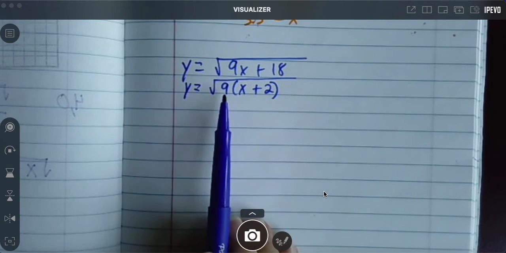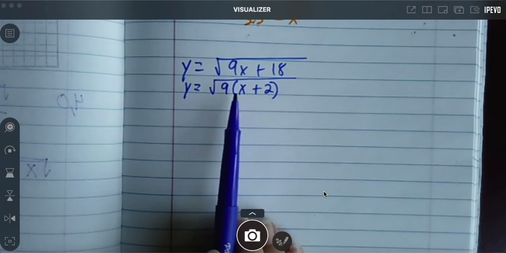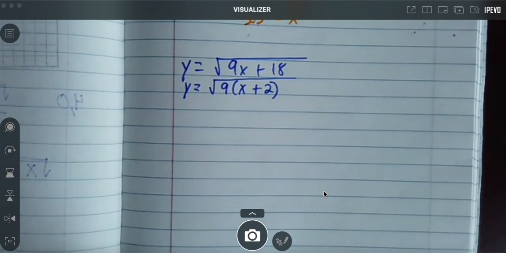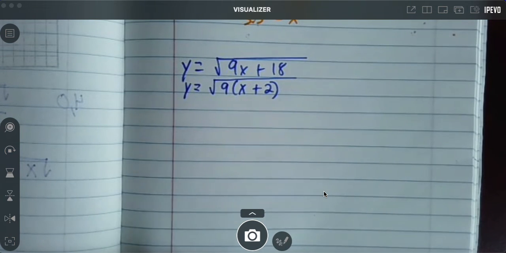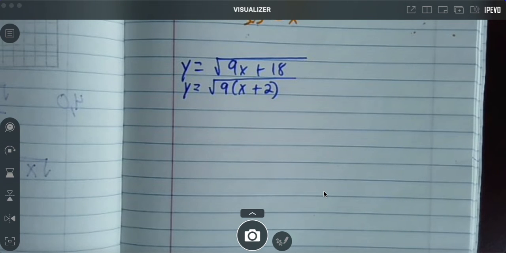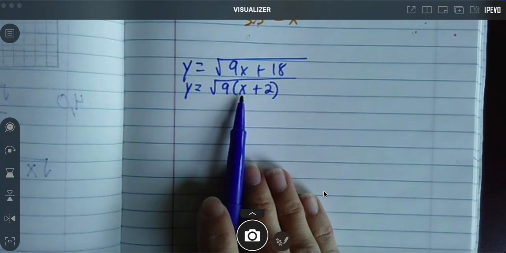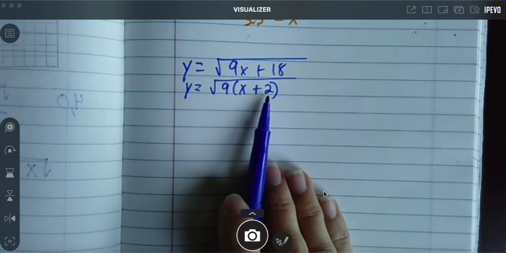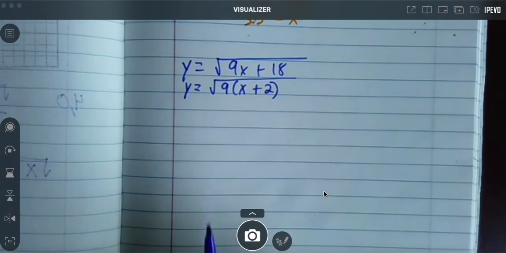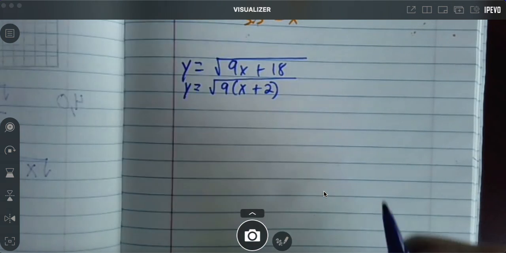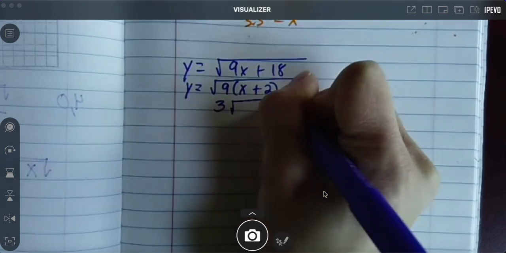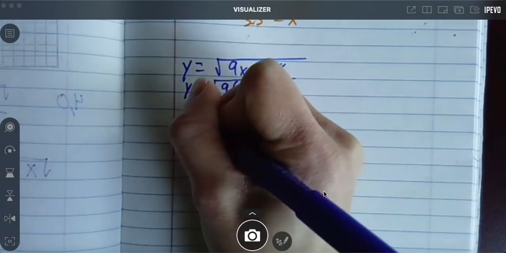So that would be 9x plus 18. If I multiplied it back, wouldn't it be 9x plus 18? Yes, because I factored a 9 out. I divided the 9 out. 9x divided by 9 was x. 18 divided by 9 was 2. It's just backwards from the distributive property. So what is the square root of 9? 3. And then I still have an x plus 2 underneath.